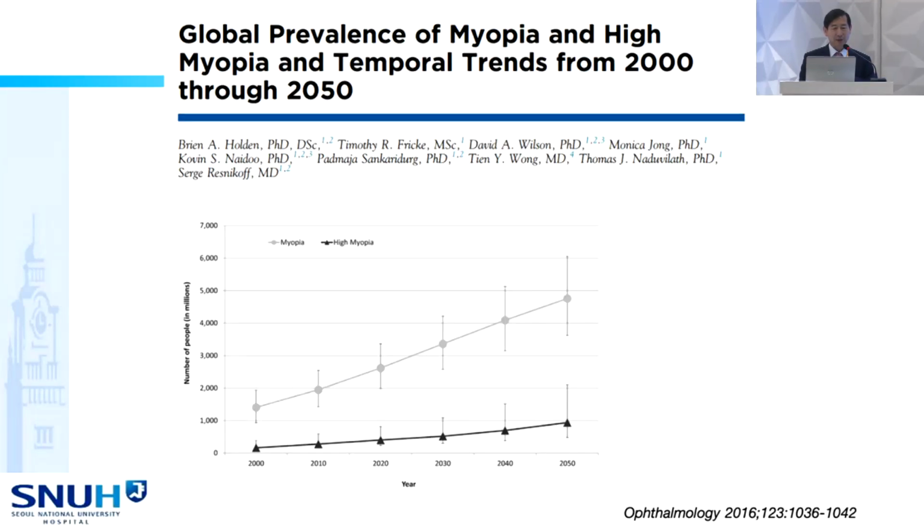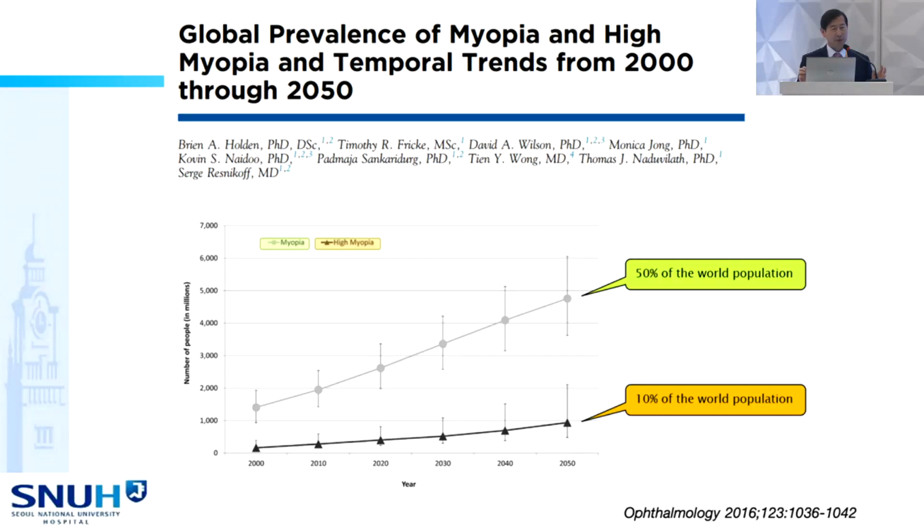So globally, the prevalence of myopia is increasing dramatically. In 2050, about 50% of the world population will be myopic, and 10% of the population will be highly myopic. And especially in East Asia and Southeast Asia, the prevalence increases more dramatically.